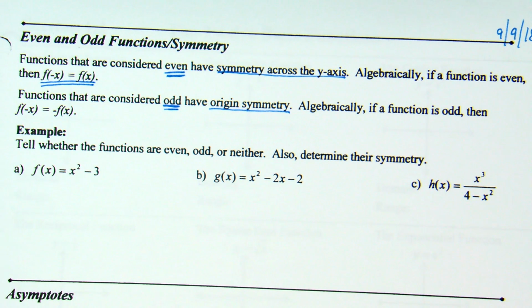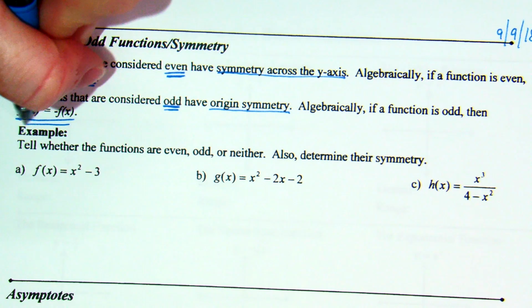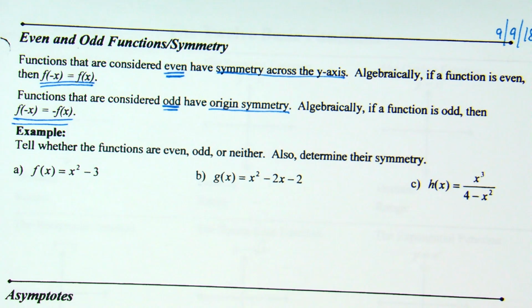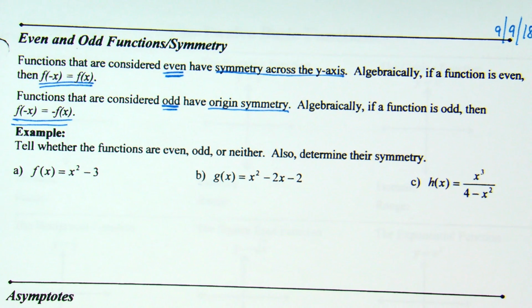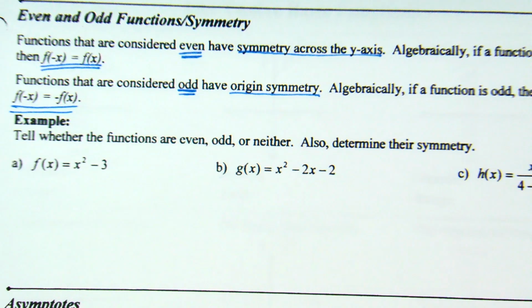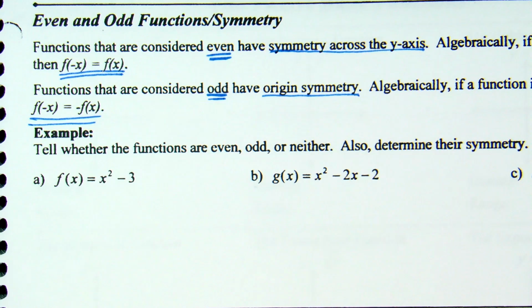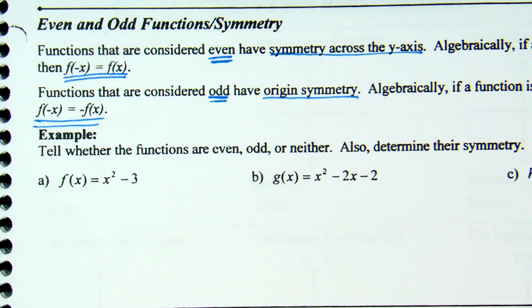Algebraically, if a function is odd, then f of negative x equals negative f of x. So this one is you put the negative in for the x, you get the same as if you would just multiply the whole function by a negative. So we will check that out. So we have 3 examples here. The examples are told whether the functions are even, odd, or neither. Also determine their symmetry, which goes right along with it. Obviously, graphing is going to be the easiest way, right? For that reason, I want to look algebraic first.